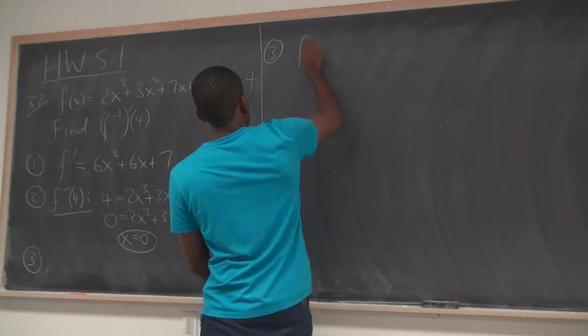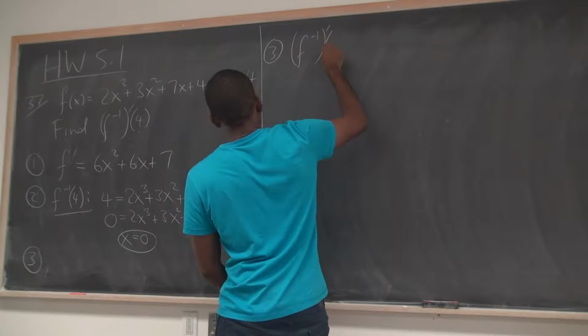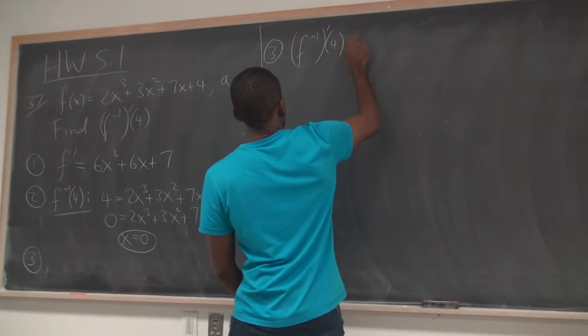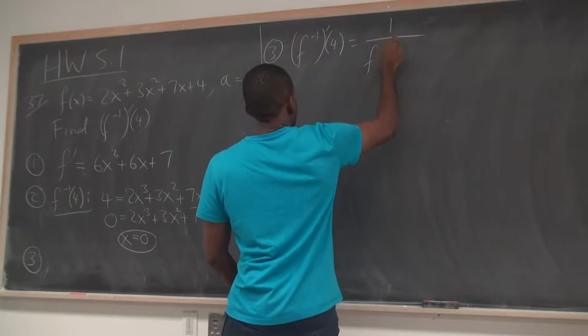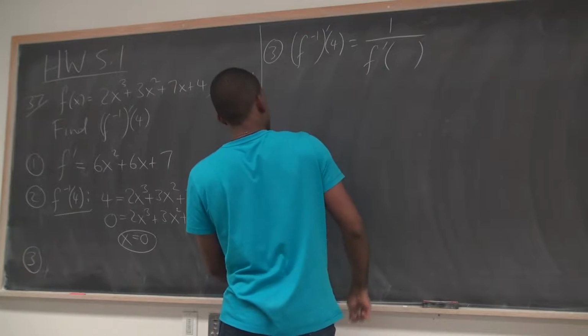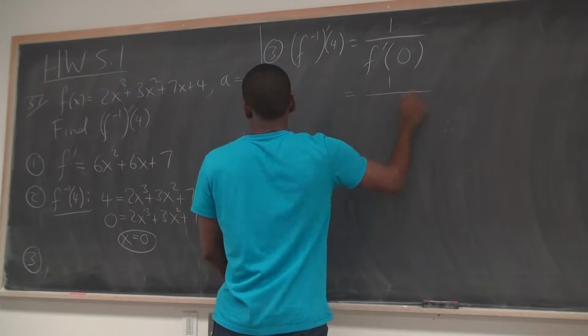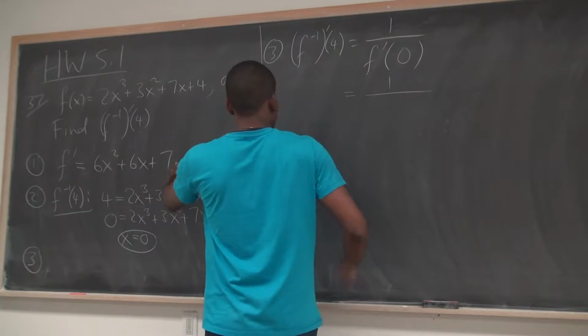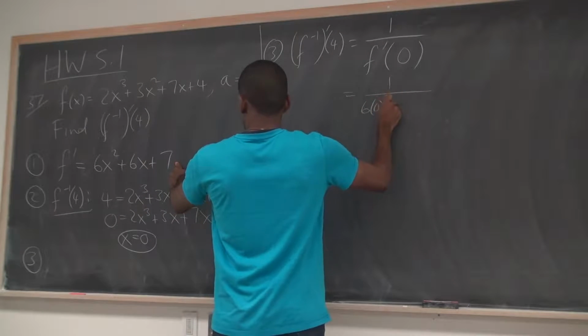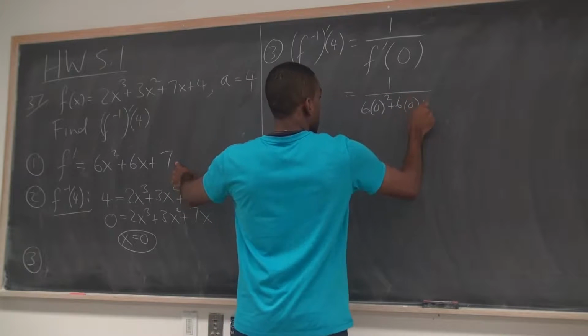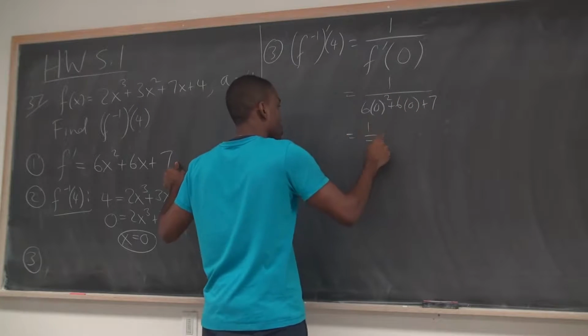Step 3, let's use our formula. So we know that the derivative of f inverse at 4 is just 1 over f prime of what value? 0. So that's just 1 over f prime when you plug in 0. So that's 6 times 0 squared plus 6 times 0 plus 7. So it's 1/7.